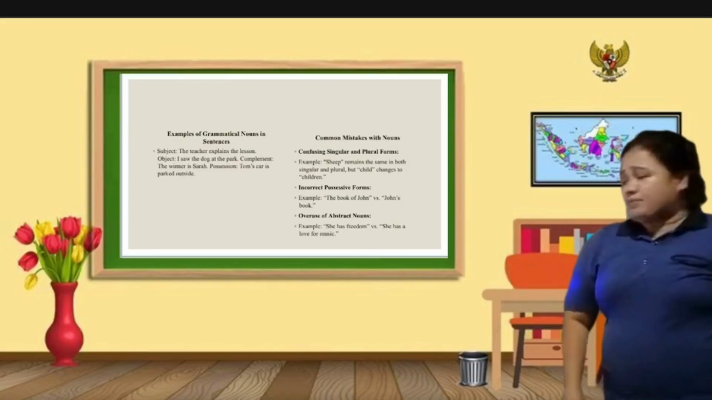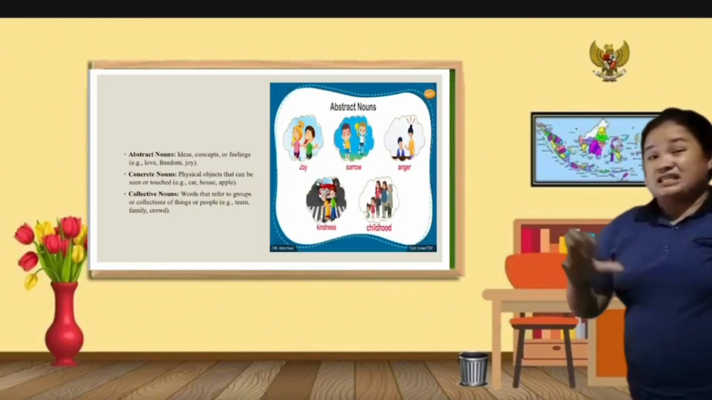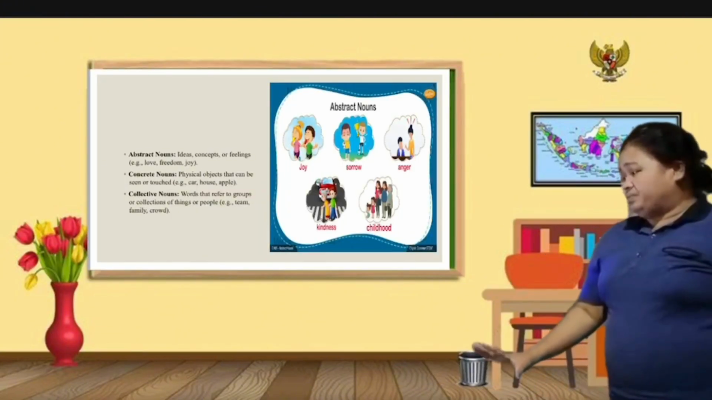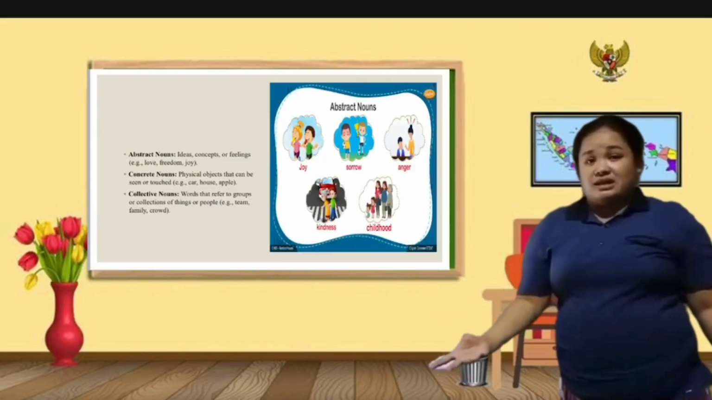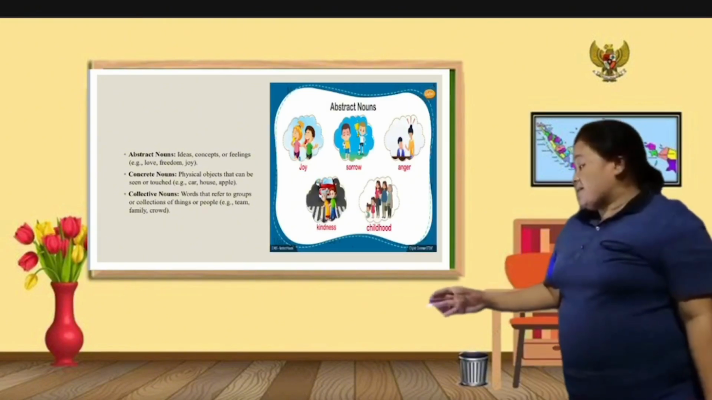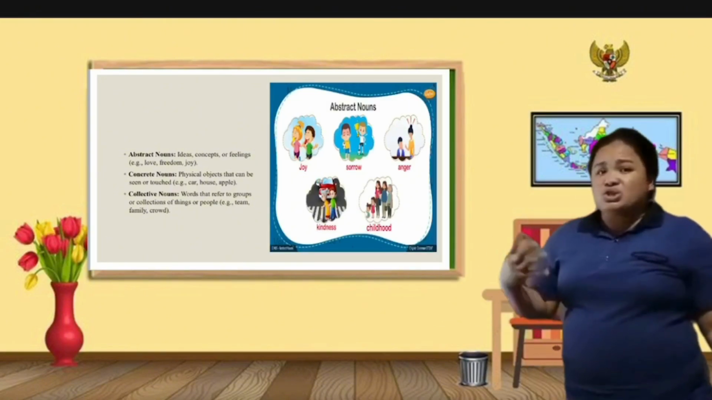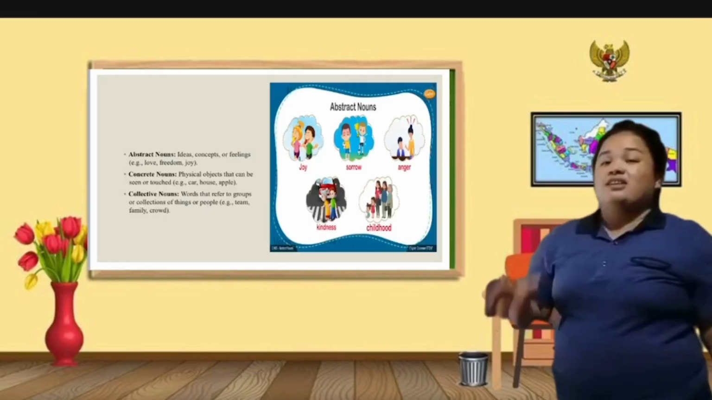And overuse of abstract nouns. Abstract nouns are something that we can feel, right? Something that we cannot touch. So she has freedom versus she has a love for music. So there's a big difference. So if you say she has a love for music, it's too much abstract noun, right?